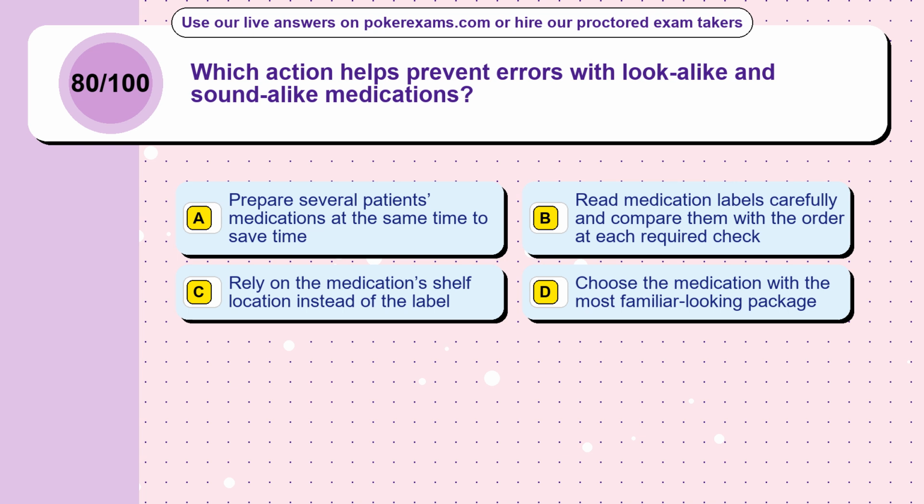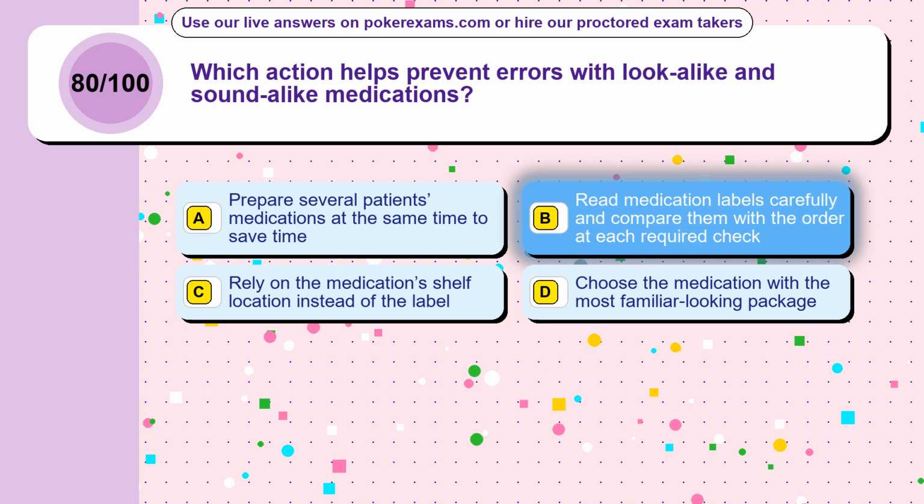Option B, read medication labels carefully and compare them with the order at each required check. Option C, rely on the medication's shelf location instead of the label. Option D, choose the medication with the most familiar-looking package. The correct answer is option B, read medication labels carefully and compare them with the order at each required check.